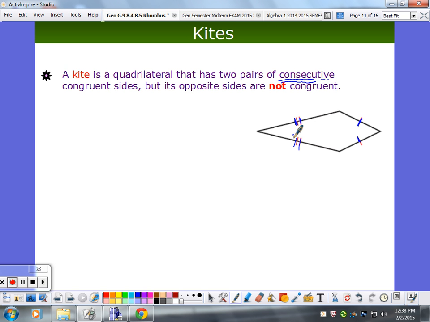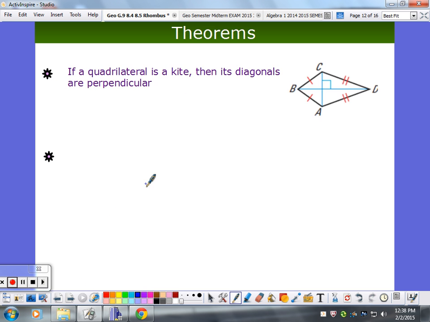So what that means is, if these were all congruent, it's not a kite anymore, it'd be a rhombus, right? So these have to necessarily be different from those. Consecutive sides are congruent, but not the same. That's a kite. It looks like a kite. Can you fly it? So, theorems associated with a kite.